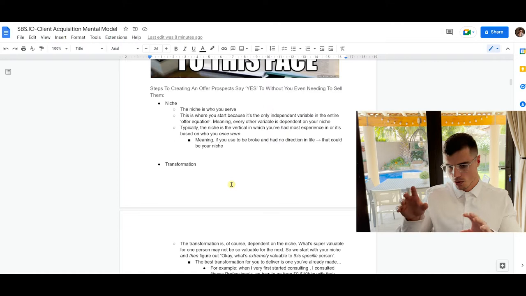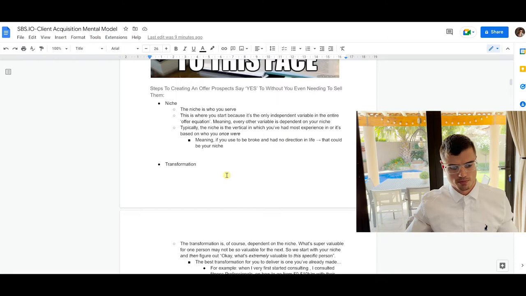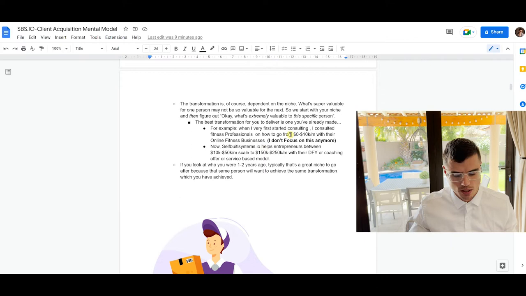A lot of times people try solving what is over here first before actually realizing that there's a problem that they need to solve here. So that's what we're looking at, the whole transformation. The transformation is, of course, dependent on the niche specific. What may be super valuable for one person may not be valuable for the next. So we start with the niche, and that's how we figure out what is extremely valuable to this specific person.